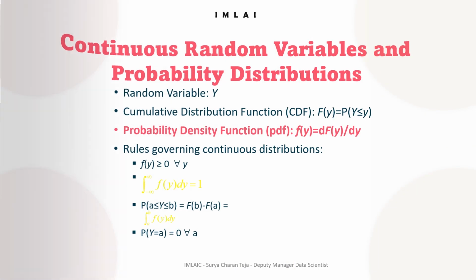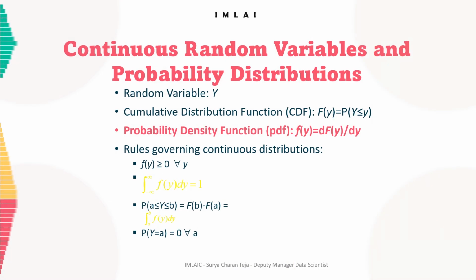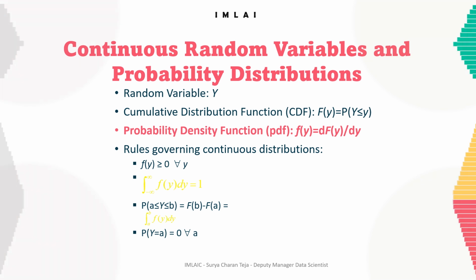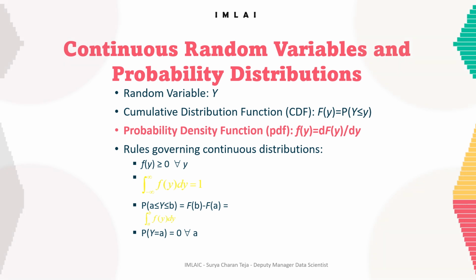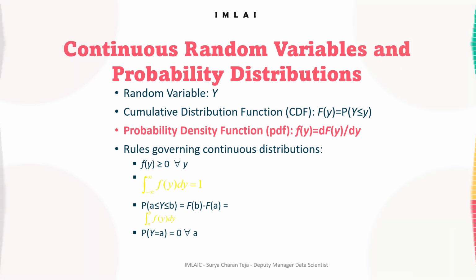Now it's time to get into the continuous random variables and their probability distributions. So let's take a random variable, capital Y, and the cumulative distribution function, the CDF, for a continuous random variable will become F of y is equal to P of capital Y less than or equal to small y, that's any value. And the most important function for this continuous random variable is the probability density function, PDF.